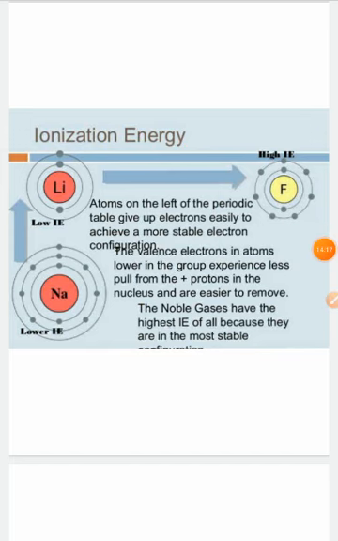It is also important to know about the noble gases. Though they are present in the 18th group, it is very difficult to remove the electron from noble gases because they have a stable complete configuration. That means their octet is complete. It is very difficult to remove the electron from it because they are very stable.